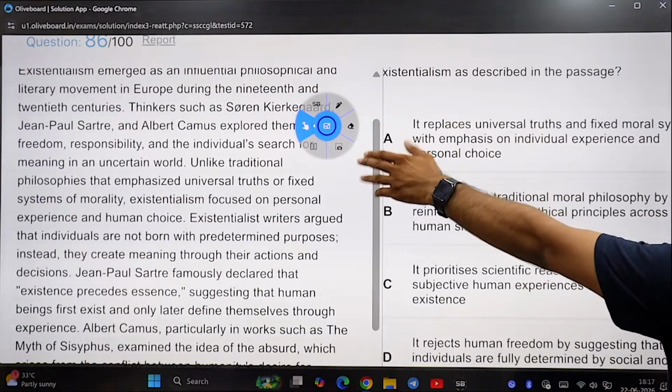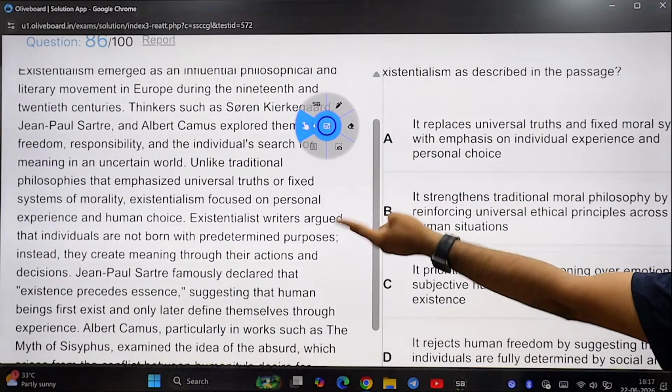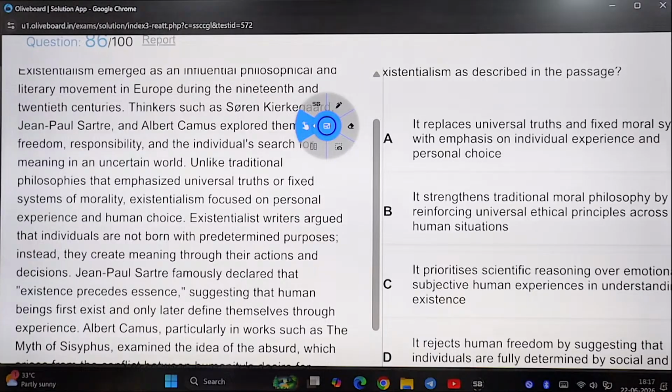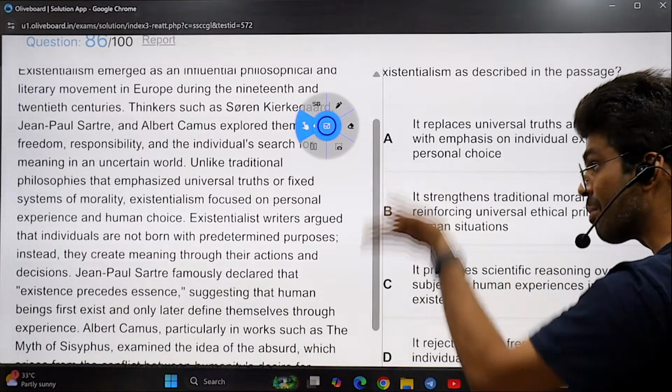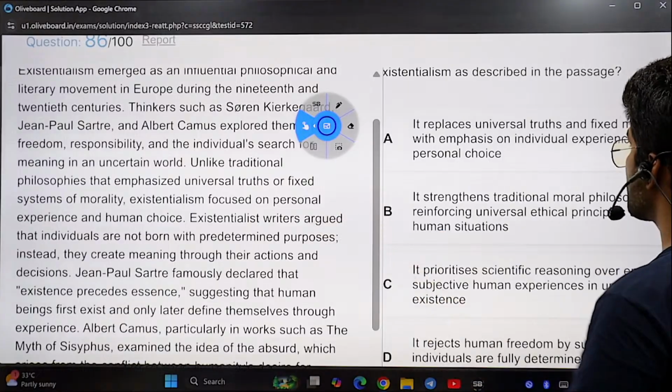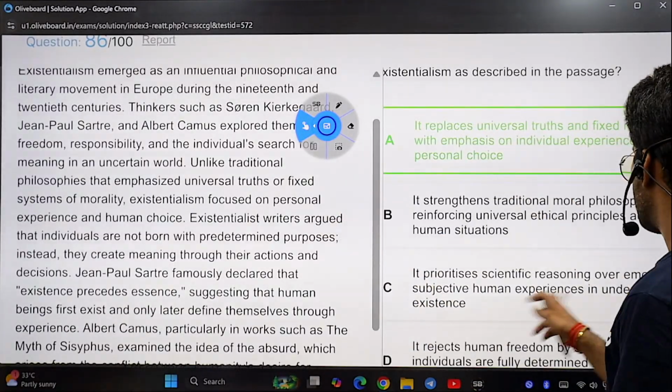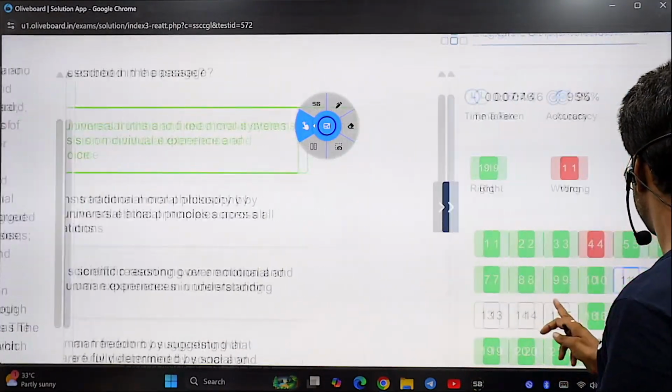Strengthening the traditional moral philosophies? No, unlike them. Prioritizing scientific reasoning? No. Rejecting human freedom? No. Supporting human freedom, human choice, human experience, not the fixed principles or truths.